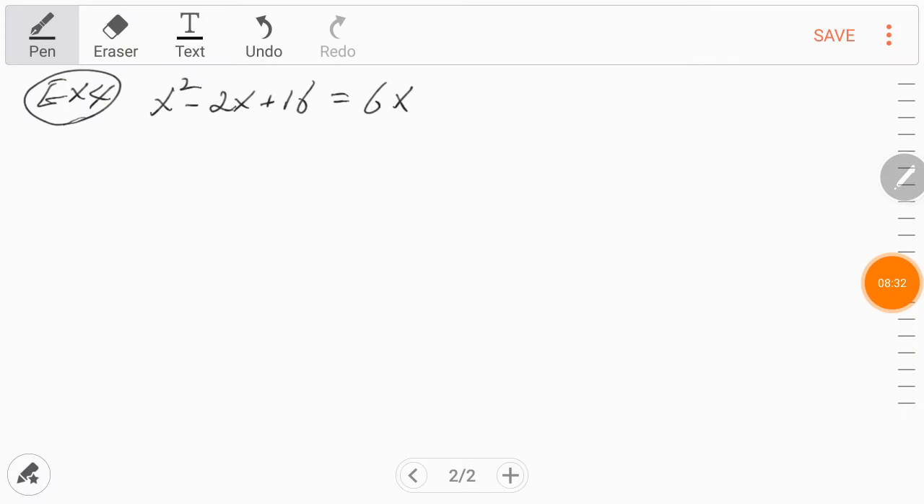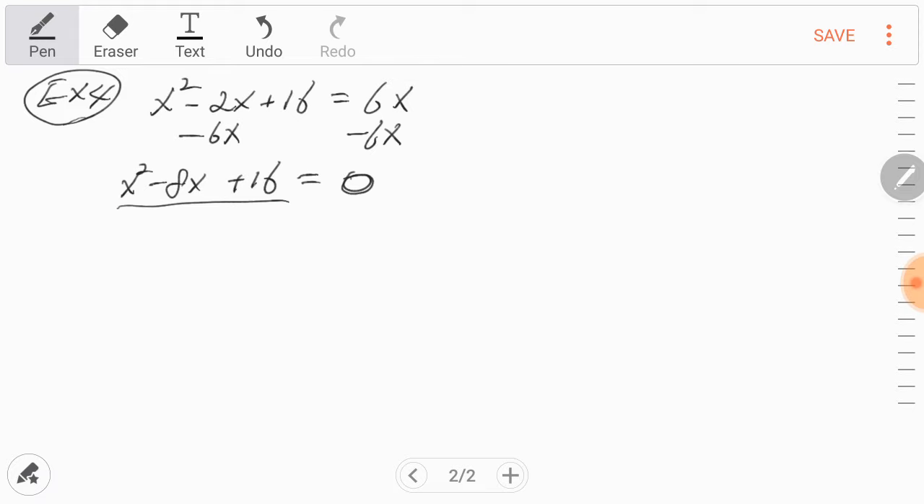Okay, let's solve this equation. So as usual, move all the terms to one side, so that the other side of the equation is 0. So move this one to the left, so minus 6x. Then x squared minus 8x plus 16 is equal to 0. So the equation is 0, so let's factor this trinomial.